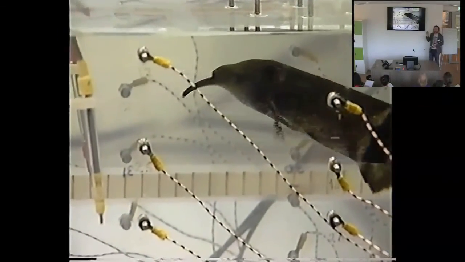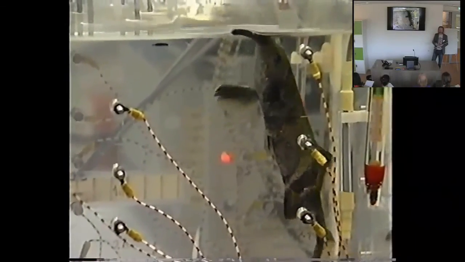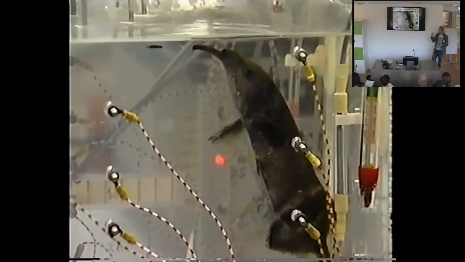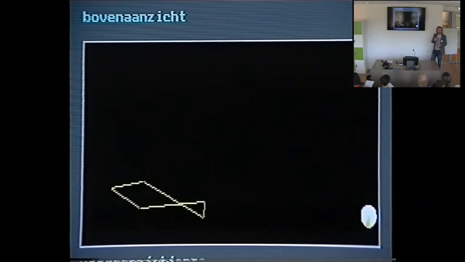Of course, this is a very artificial situation. Normally we don't know where the fish is. Normally we don't know where the activity in the brain is. But here we can very easily check that the source reconstruction method is working fine.